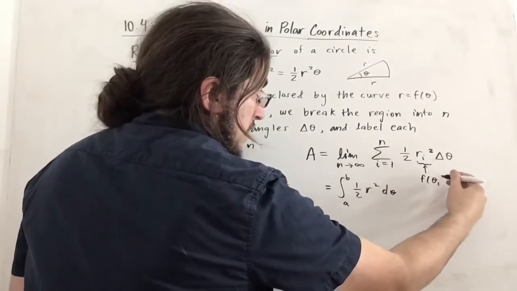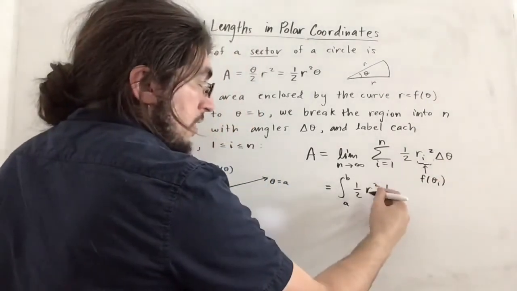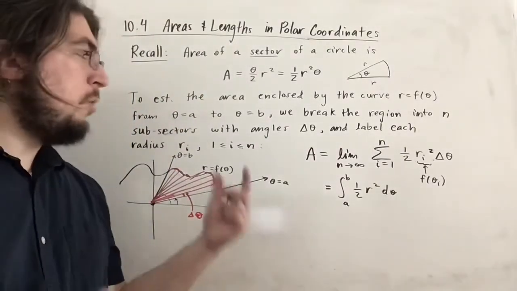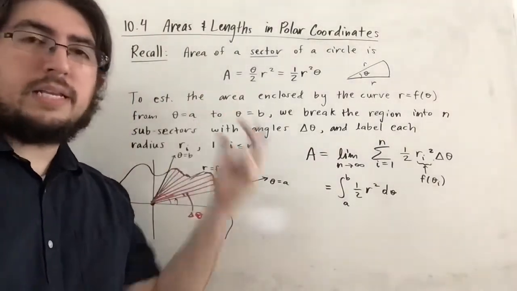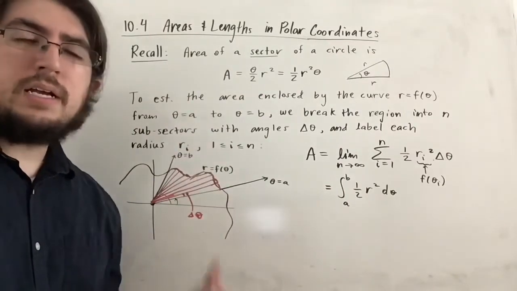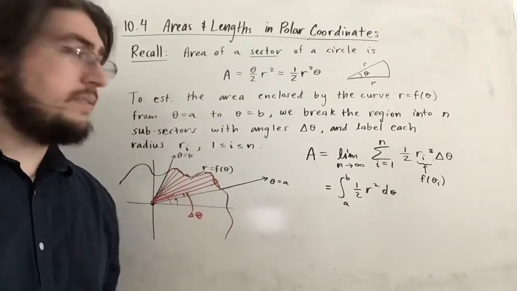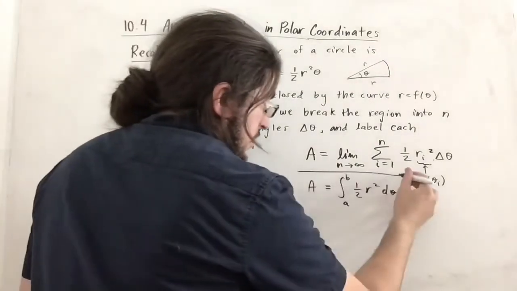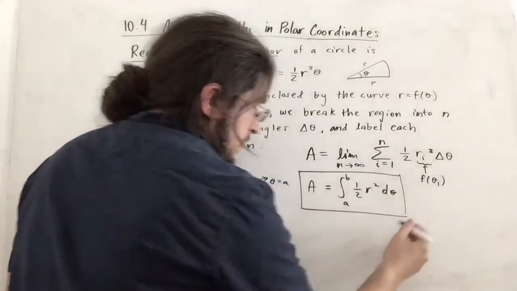So this should make a lot of sense. And this r squared is the same as f of theta squared, but we like writing r squared. We just remember that r is f of theta, kind of like how y is f of x. Okay, so this is the area formula we'll be using.